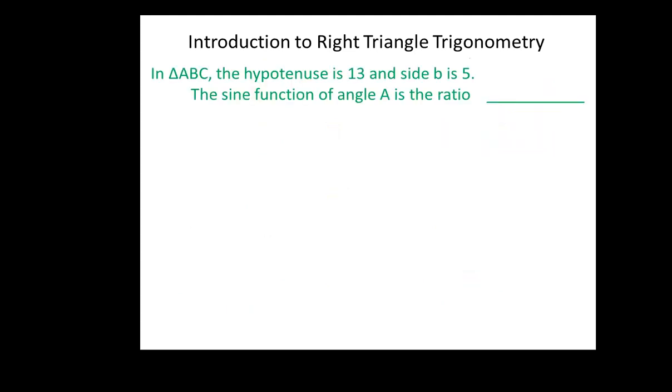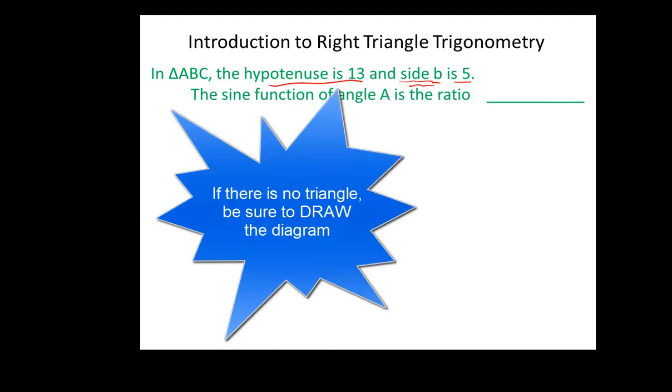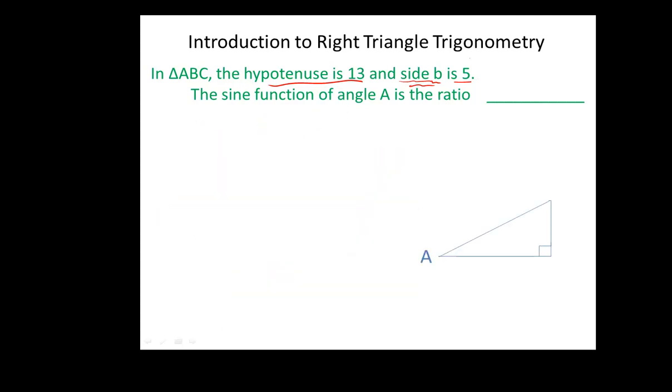Now in this problem, they're giving us some information. They tell us the length of the hypotenuse. They tell us what one of the sides is, and we have to find something. Really, you need to make a diagram. So you should make a triangle, and then you need to put some angles on there. There's my angle A, and I really need angle B as well. Now I can fill this information in. My hypotenuse is 13. Side B, remember that's opposite angle B, side B here is 5.